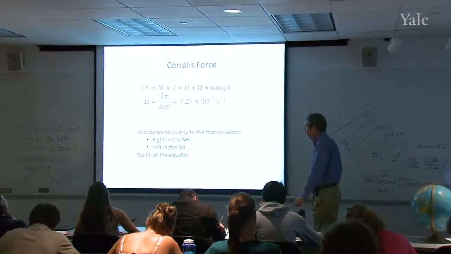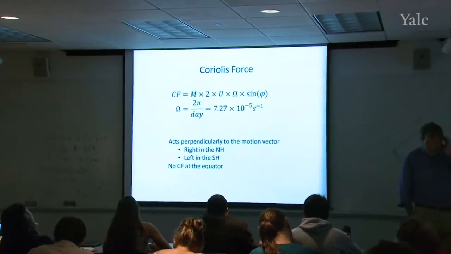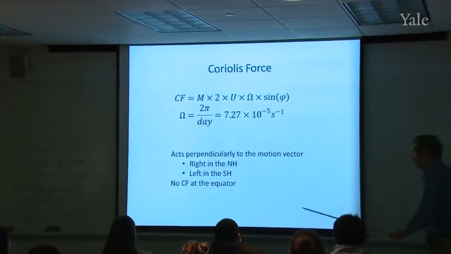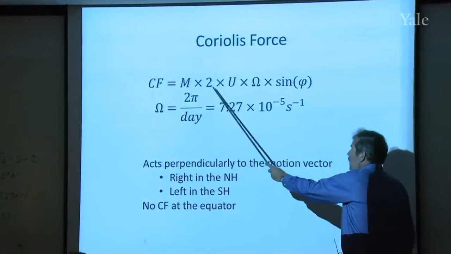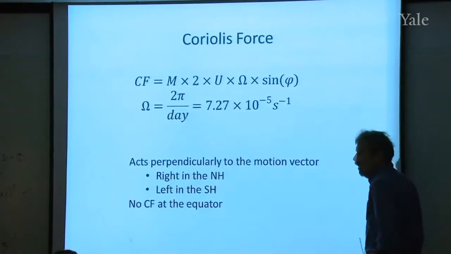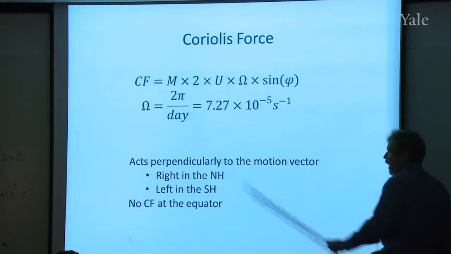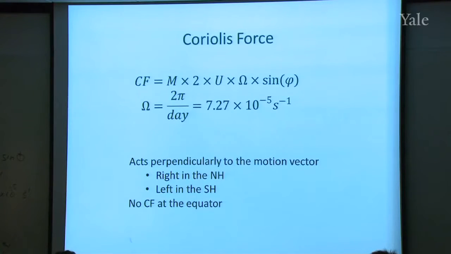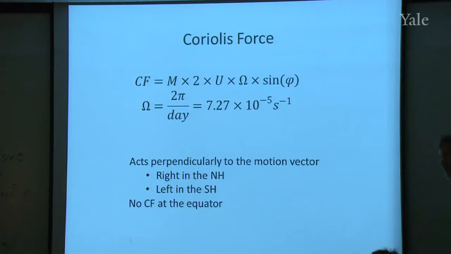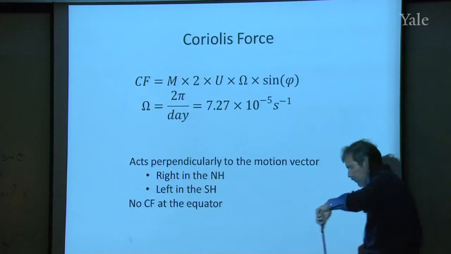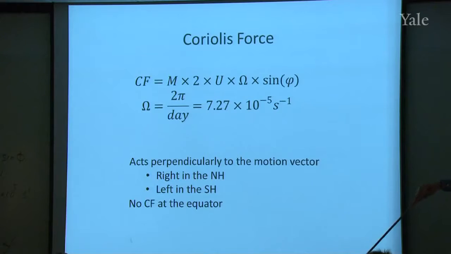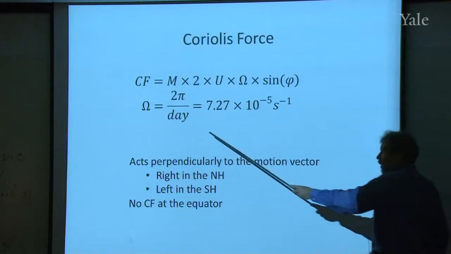So this thing called a Coriolis force has a nice simple formula for it. And here it is. The magnitude of the Coriolis force is given by the mass of the object times 2 times the speed of the object. I'm using capital Greek letter omega to represent the rotation rate of the Earth, and the sine of the latitude. The rotation rate of the Earth once around is 2 pi radians. It takes 1 day to do that.